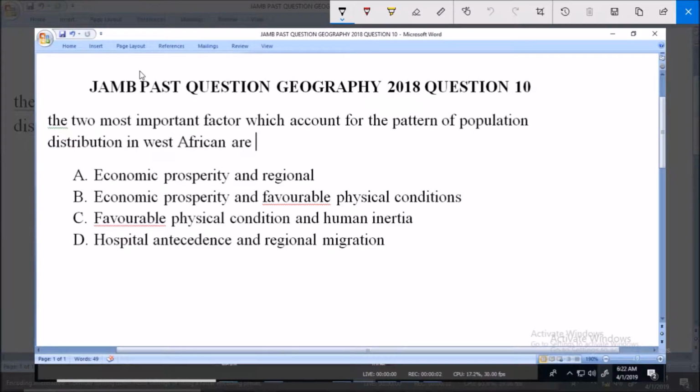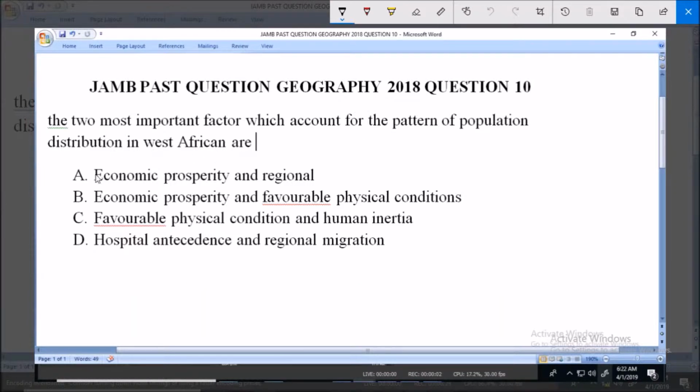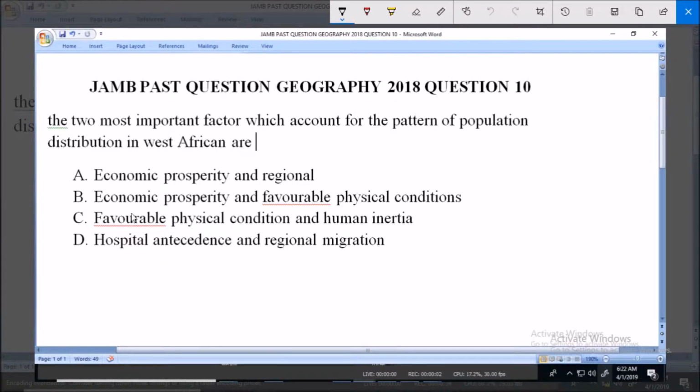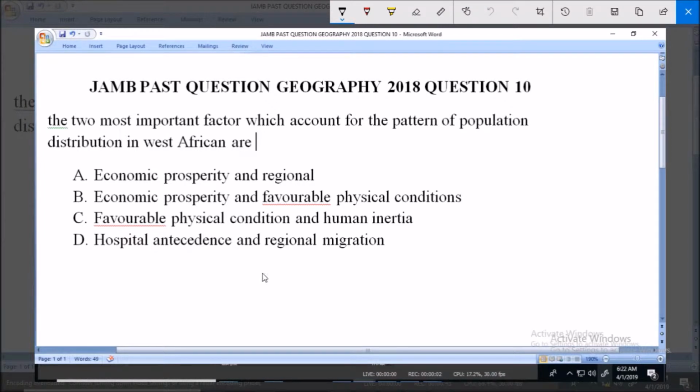Let's look at this JAMB past question, Geography 2018. Question number 10. The two most important factors which account for the pattern of population distribution in West Africa are: A. Economic prosperity and regional. B. Economic prosperity and favorable fiscal conditions. C. Favorable fiscal conditions and human inertia. D. Hospital antecedents and regional migration.